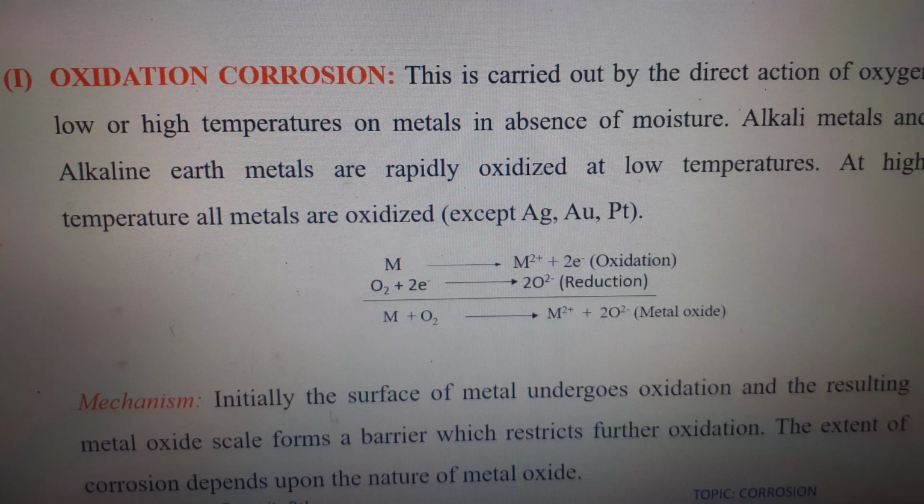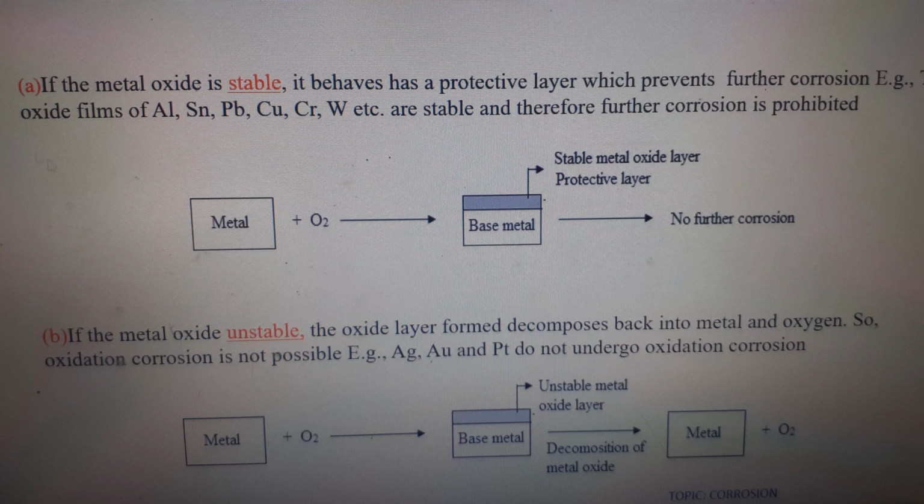So what happens initially, if you have a surface of any metal, the corrosion will start with the surface of the metal, and when it attacks the surface, the oxides form a barrier which restricts further oxidation. The extent of corrosion depends upon the nature of the metal oxide. So the type of metal oxide layer formed on the surface of the metal will decide whether this corrosion will further continue or whether it will stop at once. On that basis, we have divided this metal oxide into four parts.